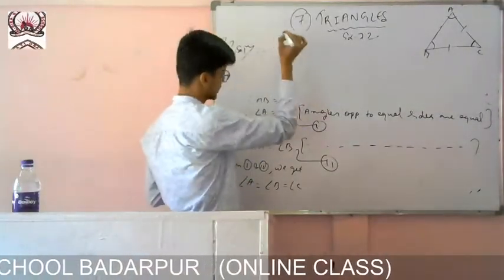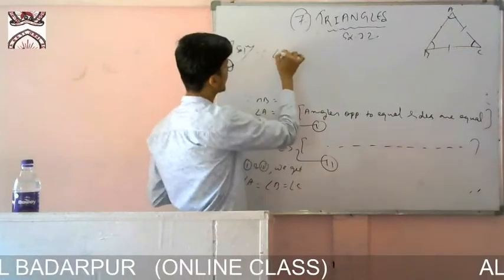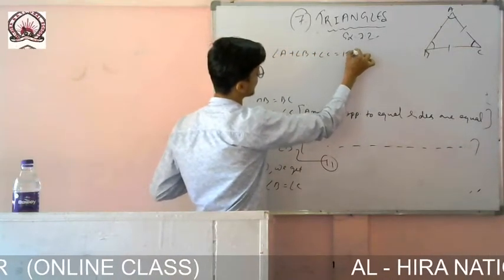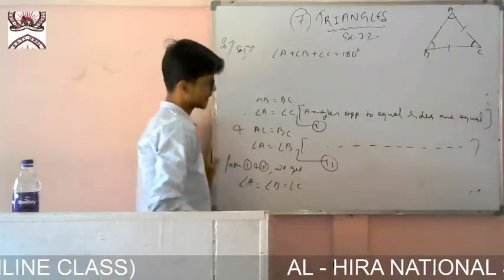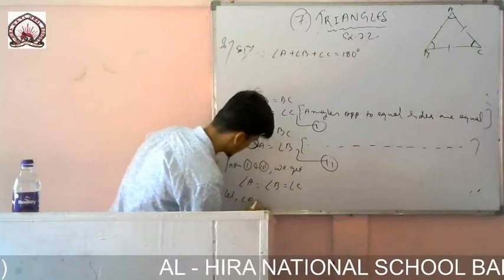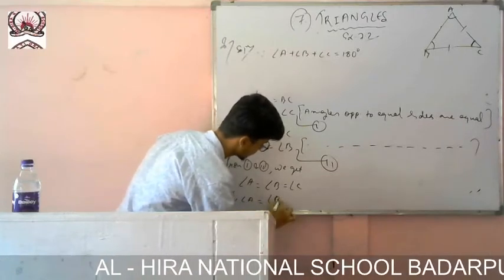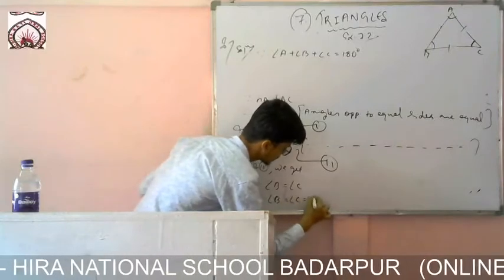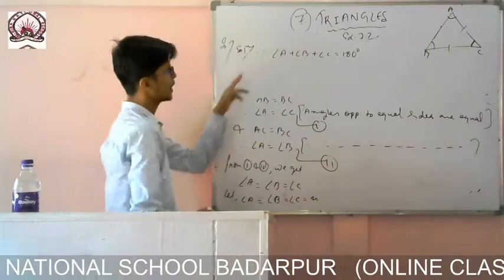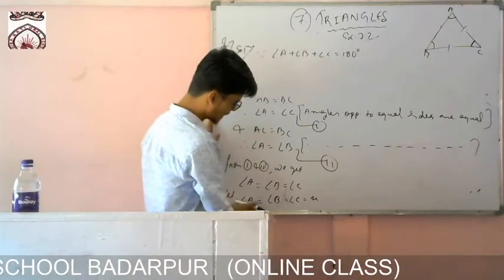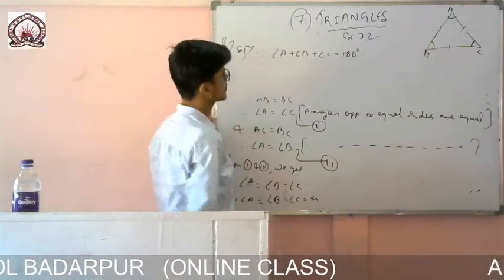So now you write like this, since angle A plus angle B plus angle C equals to 180 degree, and all the angles are equal. Let angle A equals to angle B equals to angle C equals to X. So now I will replace each and every one by X.